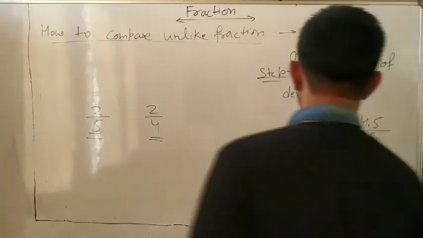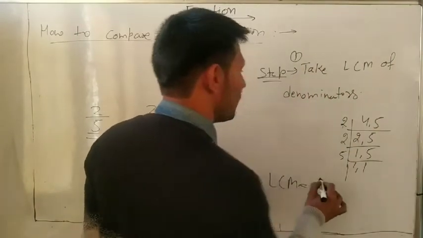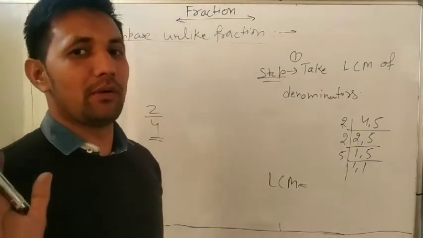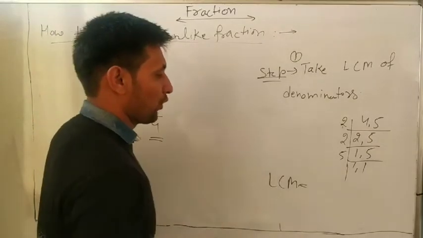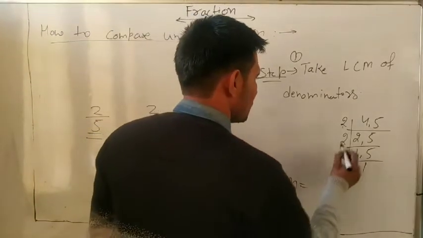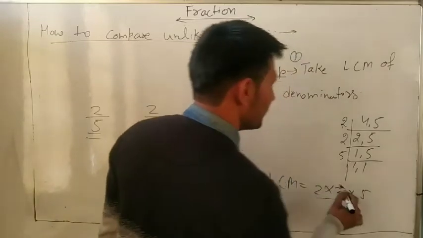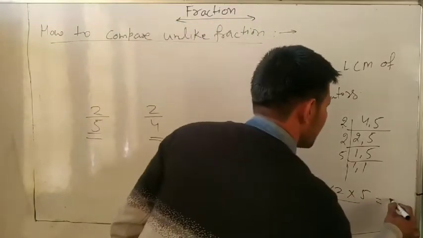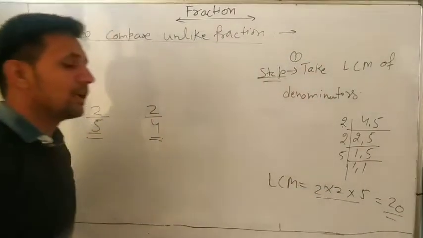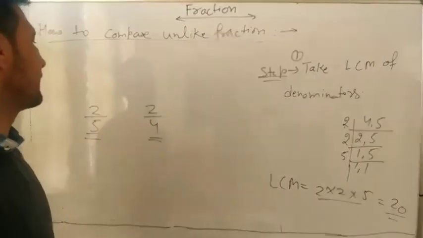So what is LCM? Everyone knows LCM and HCF. What is the LCM of 4 and 5? So 2 into 2 into 5. What is 2 into 2? 4. 4 into 5? 20. So the LCM is 20.